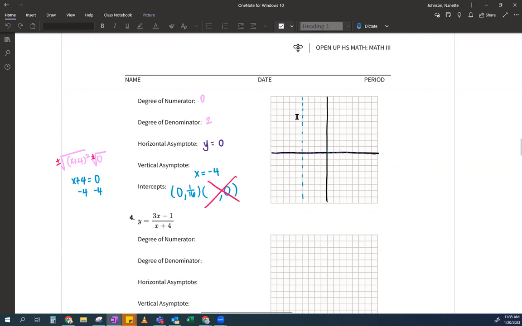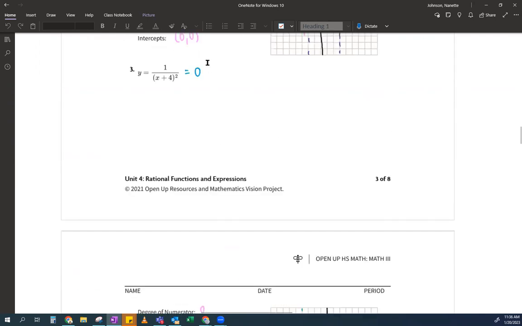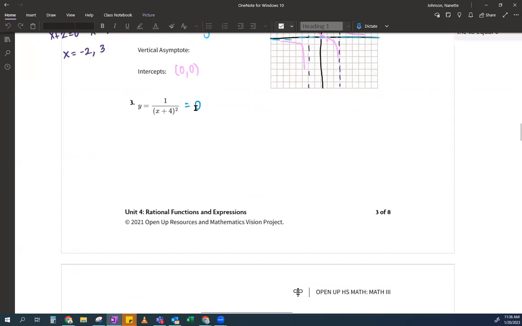So, Ms. Johnson, why are both of the branches up top? Did anybody think about that? Why would both of your branches be on top? Anyone want to take a guess? What is different? Yeah, because it's squared. Good job. Nice risk taking there. Yeah, because it's squared. This squared made it go on top.